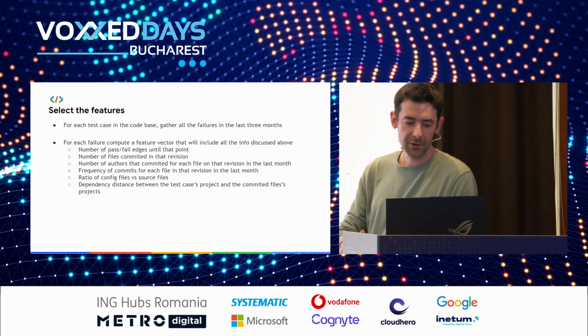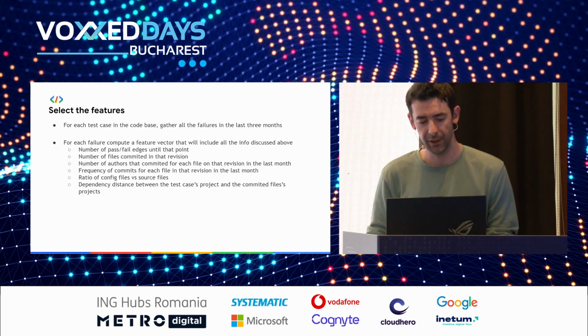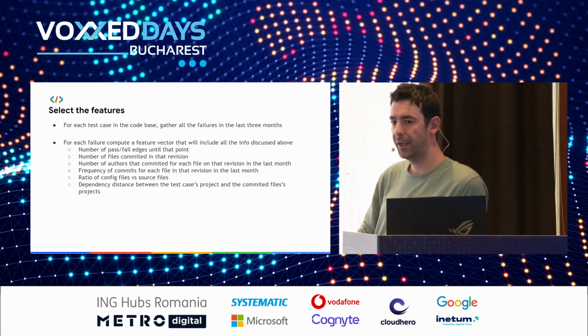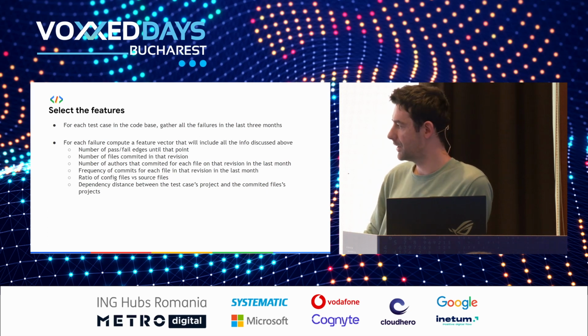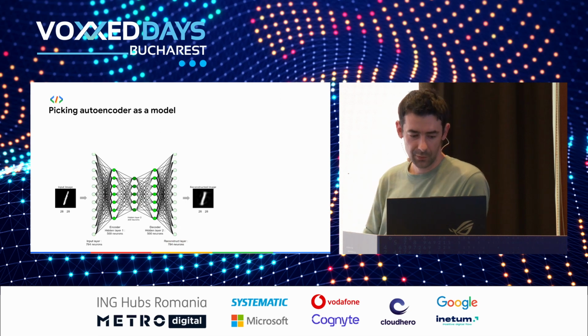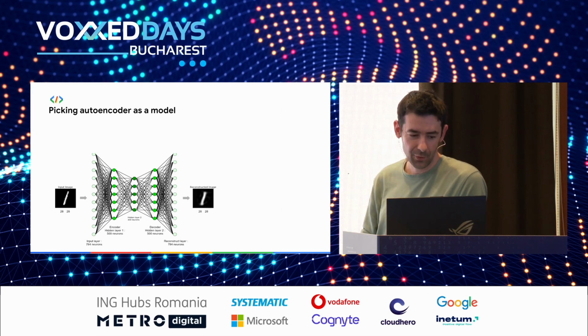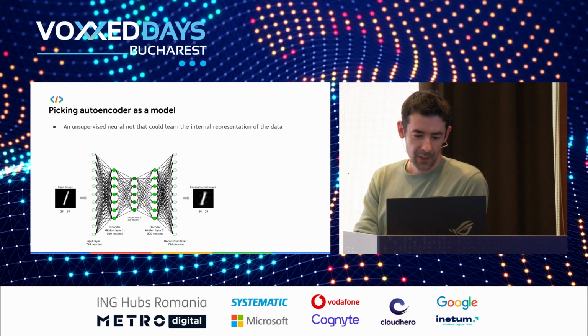Okay, so this is what we have. Basically, for each test failure, we ended up with a fairly large array of numbers, which is the features that we're going to use to train our model. And now to the nitty-gritty and the so-called cool stuff of machine learning. This is an autoencoder. We decided to pick an autoencoder as a model.